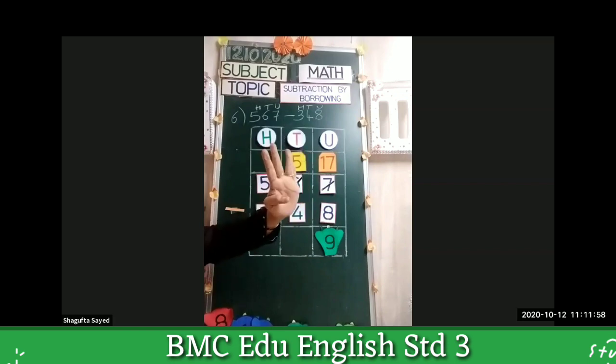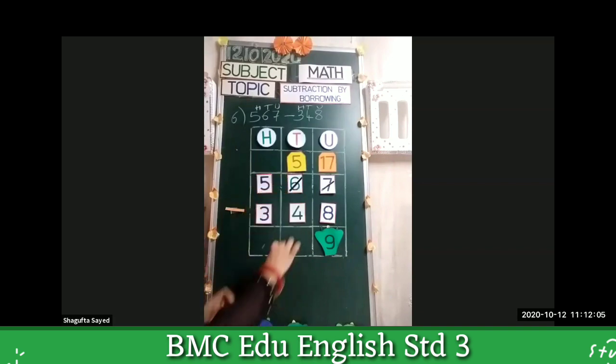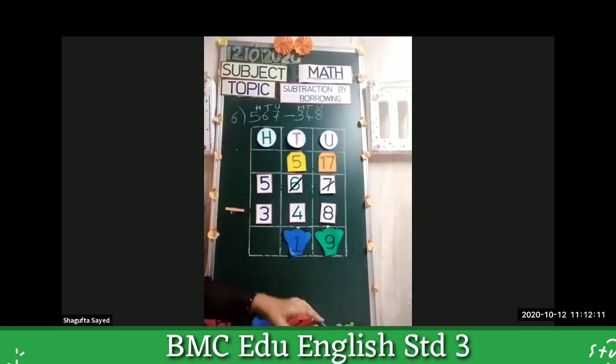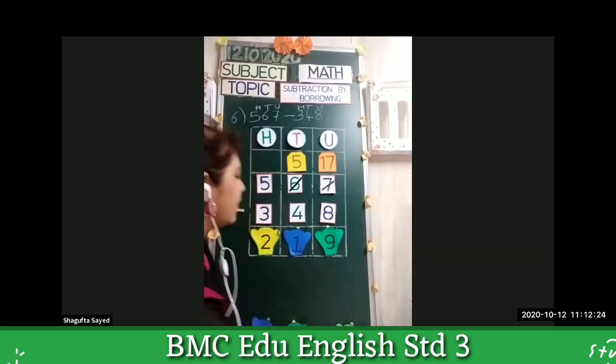Now 5 minus 4. What is 5 minus 4? Yes, 1. And what is 5 minus 3? Who will tell me what is 5 minus 3? Absolutely right. 5 minus 3 is 2. So the answer we got is 219. Is that clear? Okay.